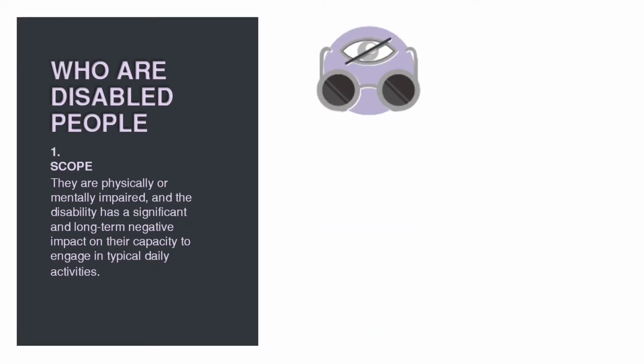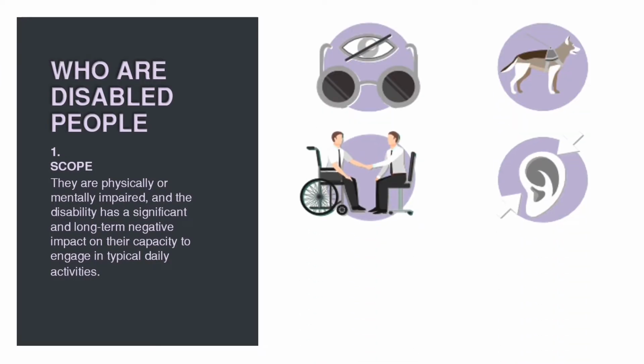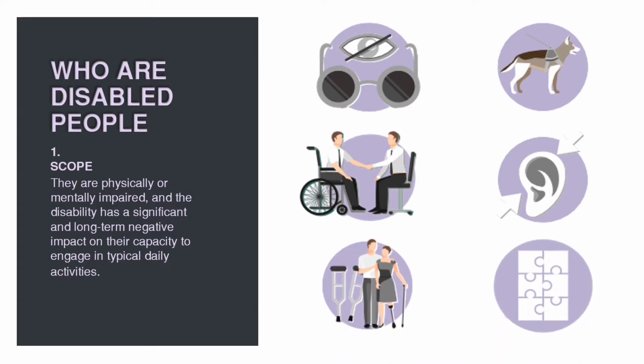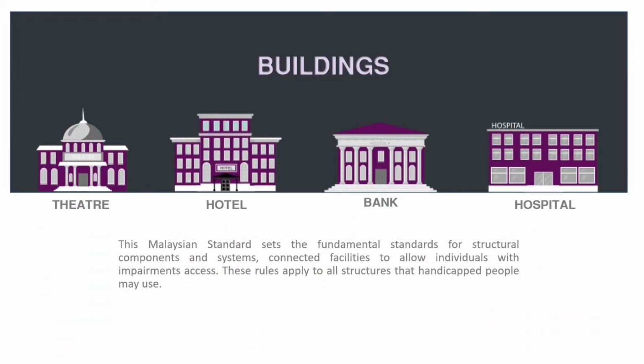Who are disabled people? They are physically or mentally impaired, and the disability has a significant and long-term negative impact on their capacity to engage in typical daily life. The Malaysian standard sets the fundamental standards for structural components and systems connected facilities to allow individuals with impairment access. These rules apply to all structures that handicapped people may use.